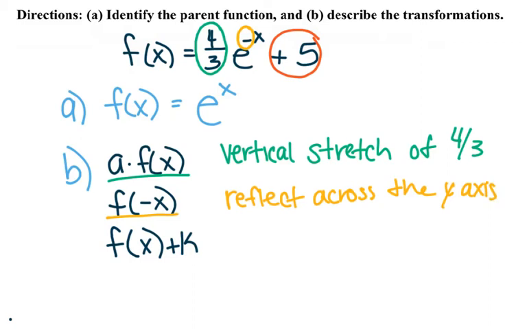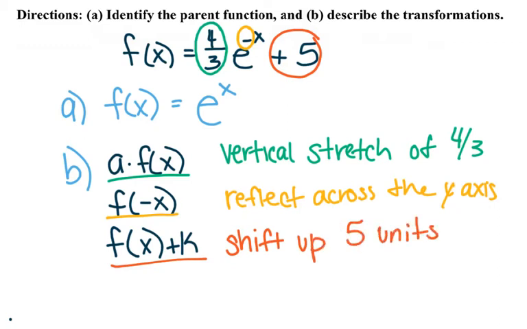And then the last one, so something has been added to the very end of the function, and when that happens, that would be a shift up, and it would shift up 5 units. You can graph that in Desmos and see if it looks like that happened, but just trusting the rules, I'm just going to move on.